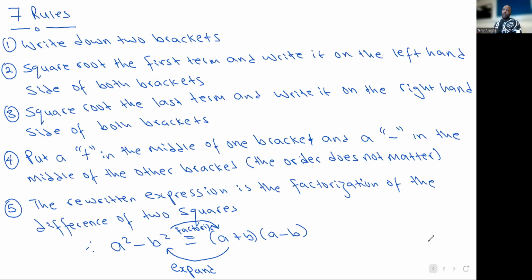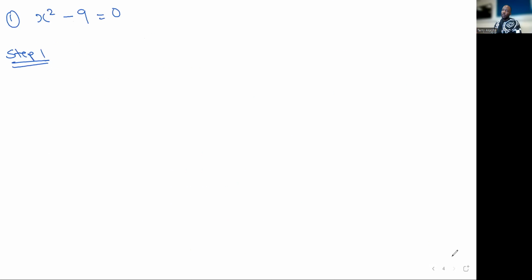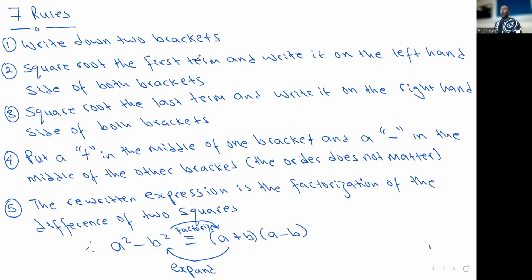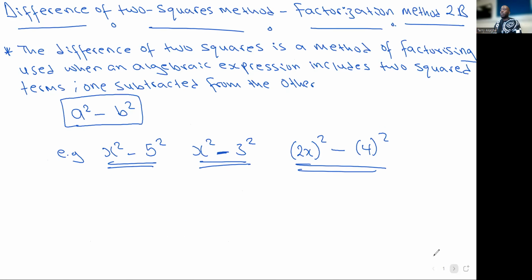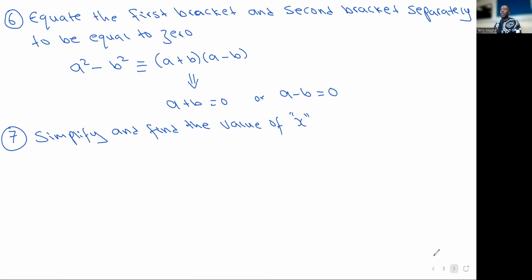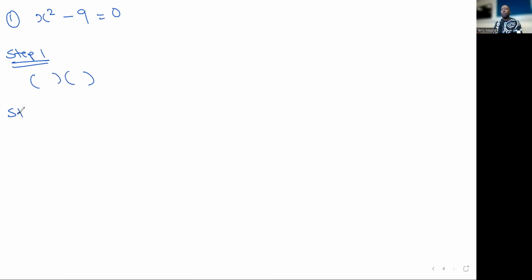Step 1 said we should write down 2 brackets. So we're going to write down 2 brackets, the first bracket and the second bracket. Step 2 said that we should square root the first term and write it on the left-hand side. The first term is x squared. When you find the square root of x squared, that gives you x. So you're going to write it on the left-hand side: x in the first bracket, x in the other bracket.